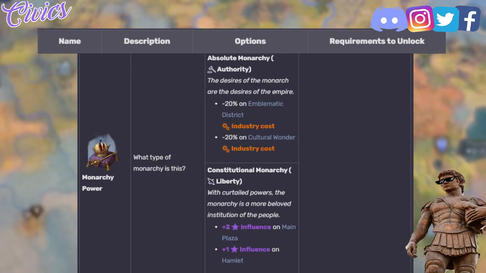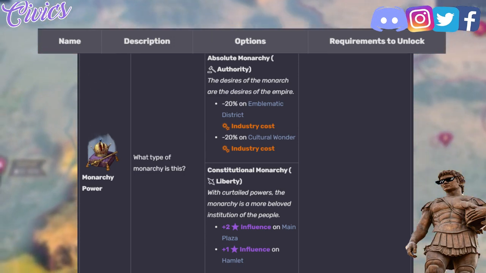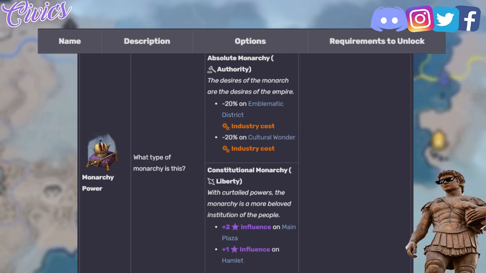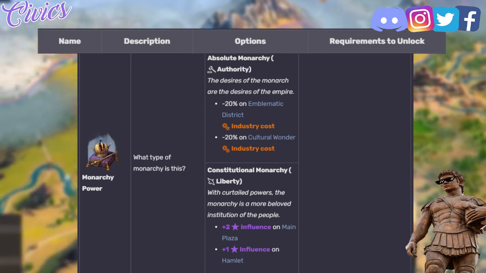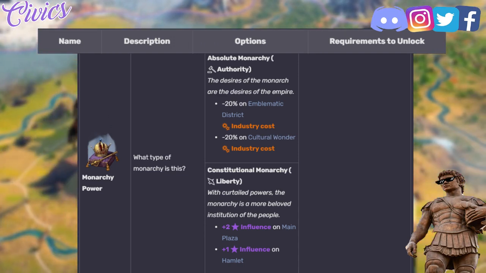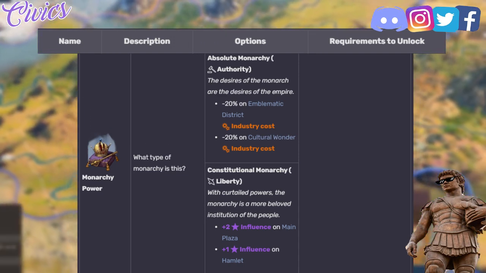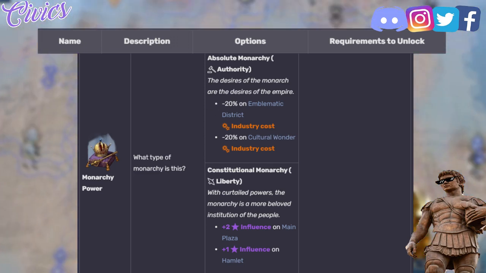Monarchy power. What type of monarchy is this? Option A, absolute monarchy, authority, the desires of the monarch are the desires of the empire. Receive -20% on emblematic district industry cost and -20% on cultural wonder industry cost. Option B, constitutional monarchy, liberty, with curtailed powers, the monarchy is a more beloved institution of the people. Receive +2 influence on main plaza and +1 influence on hamlet.